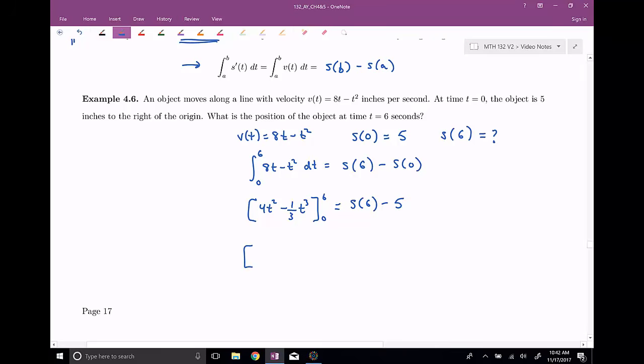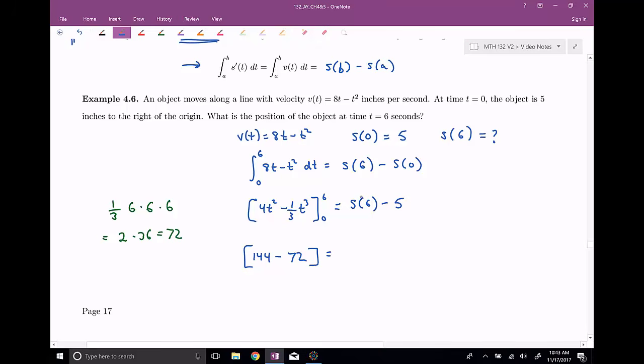So now let's go ahead and plug in 6 and plug in 0. If I plug in 6, we have 4 times 6 squared, or 4 times 36, which is 144. Minus 6 cubed. All right, so let's go ahead and do 1/3. I'm going to do 6 times 6 times 6. So that's going to be 2 times, and I'm going to group these, that's going to be 36. So altogether, I think I get 72. Okay, that wasn't so bad, actually. So minus 72.